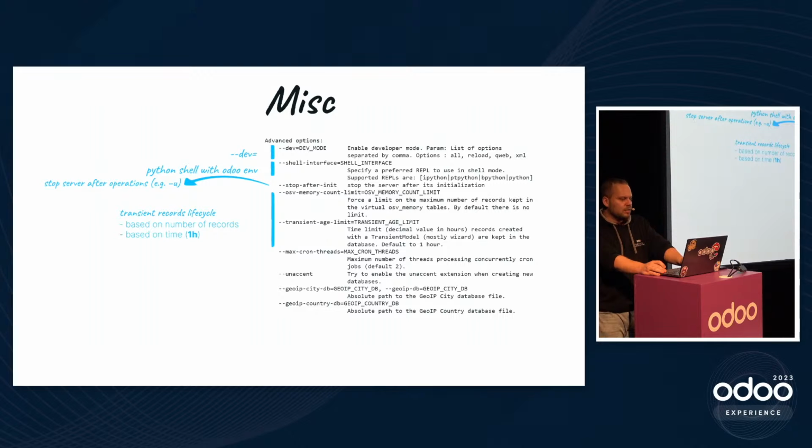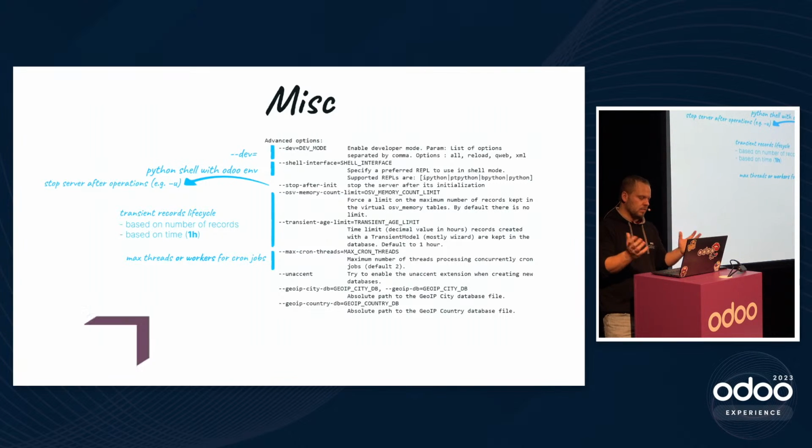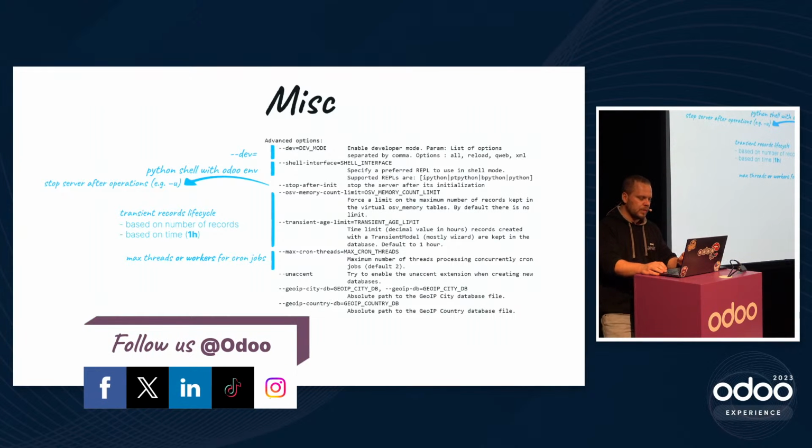The transient age limit basically tells the system when it should clean up transient models, so basically what we call wizards. By default, it's 1 hour. You can also set custom limits in time and in the size of the table. Honestly, you rarely need to set this up at all, but if you want, it's there. The max cron threads is the maximum number of threads, or if you're in multiprocessing mode, the maximum number of processes dedicated to background tasks. It also works for multiprocessing, even though the name speaks about threads, so that's quite important to know.